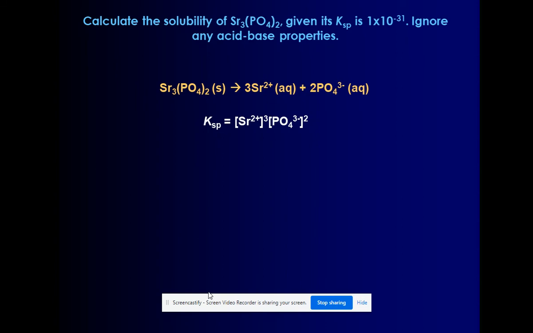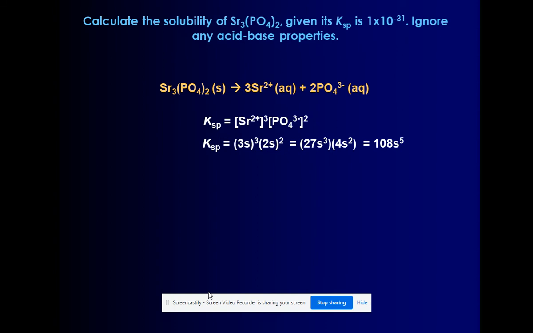What we also know is that 1 strontium phosphate makes 3 strontium ions and 2 phosphate ions. So in terms of the solubility of strontium phosphate, strontium would have a concentration of 3 times the solubility of that solid, and phosphate would have a concentration of 2 times the solubility of strontium phosphate. When I math it through, make sure you cube both the 3 and the s and that you square both the 2 and the s. I get that the Ksp expression in terms of s is 108 s to the 5th.